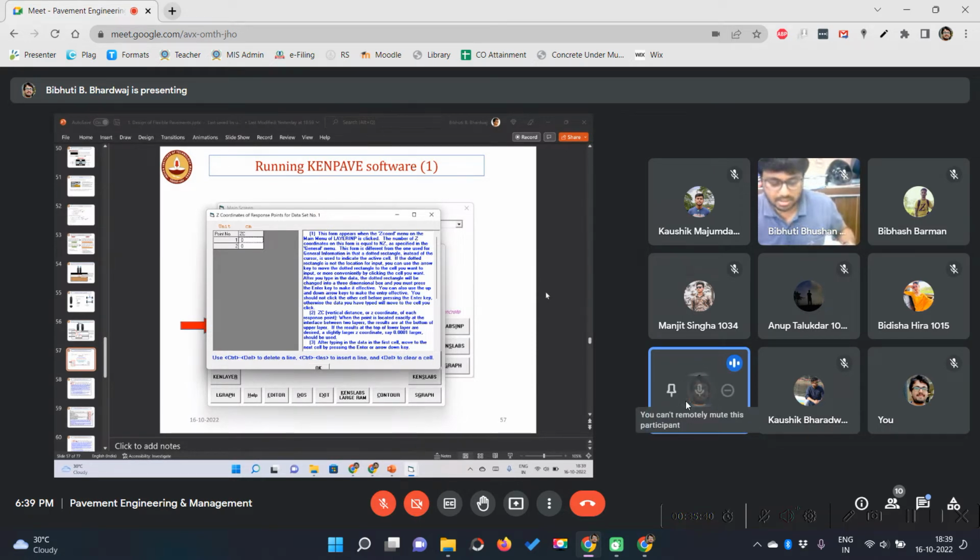I should use the other laptop where this keyboard is not connected. So okay, let me switch to my other laptop.